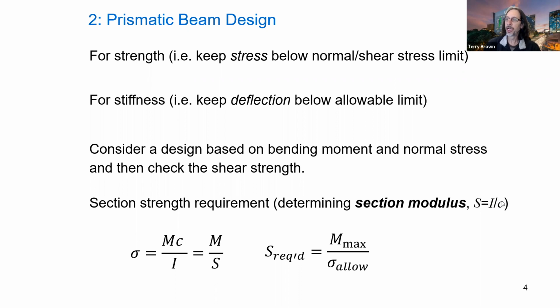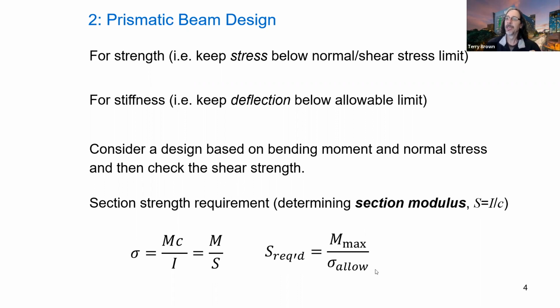So the moment of inertia over the distance from the neutral axis or the centroid to the outer fibre, that's our section modulus. Then turning our flexure equation into a design equation, just rearrange this so that we have this required section modulus for a given maximum moment.